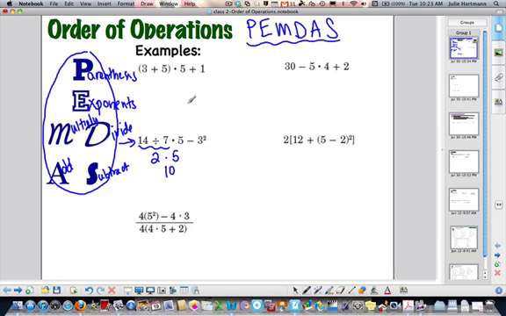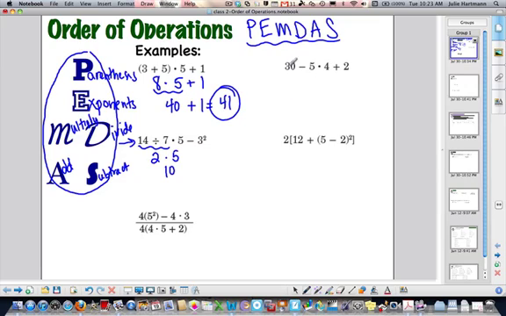All right, so this first example problem here, 3 plus 5 is 8. That's parentheses. And then the rest of the problem looks like this. Next thing we have is multiplication. 8 times 5 is 40. And then 40 plus 1 gives us 41 for our answer.